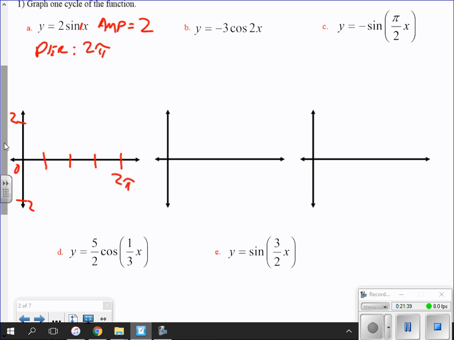Now, if I want to go from 0 to 2 pi, what am I going to be counting by? I'm going to be counting by half pi. And to get the increment, what you do is you take your period, in this case it's 2 pi, divide it by 4, and you get pi over 2. That means I'm going pi over 2, and then pi, and then 3 pi over 2.